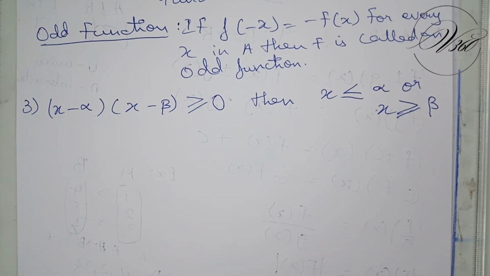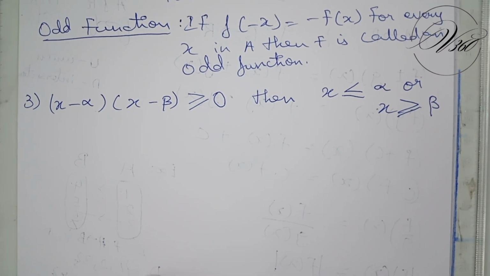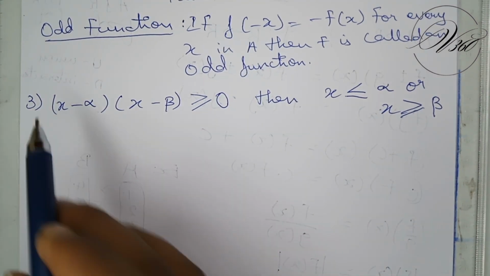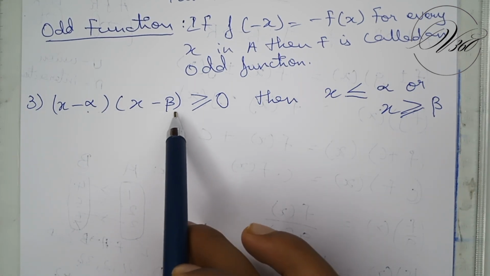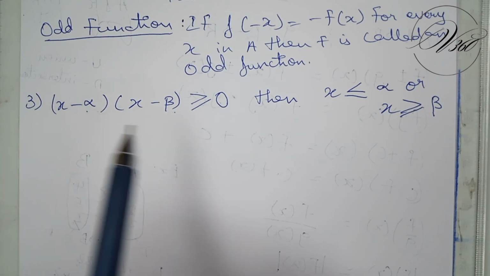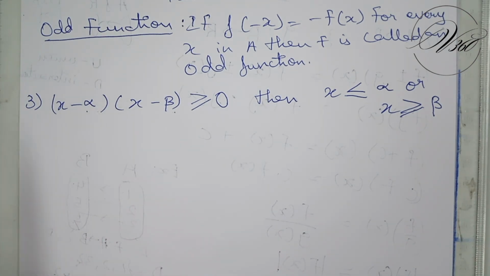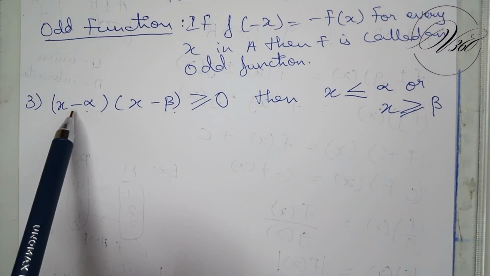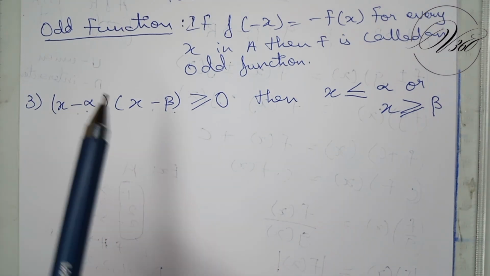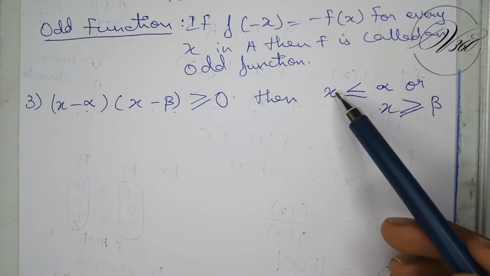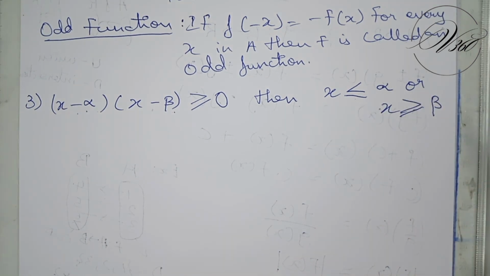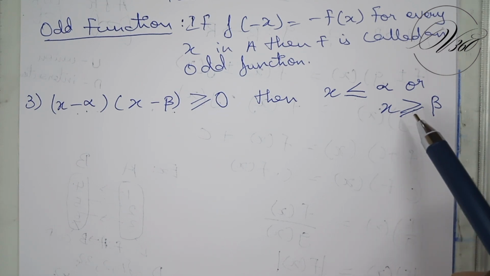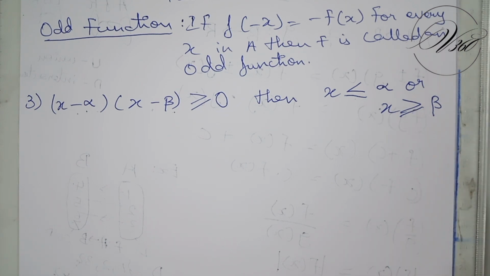Now this is a type of formula where x should be present in both the sets, and there should be any other variable or number, or it should be a real number. Any real number with a minus sign on both sides, then x is less than or equal to alpha, or x is greater than or equal to beta.